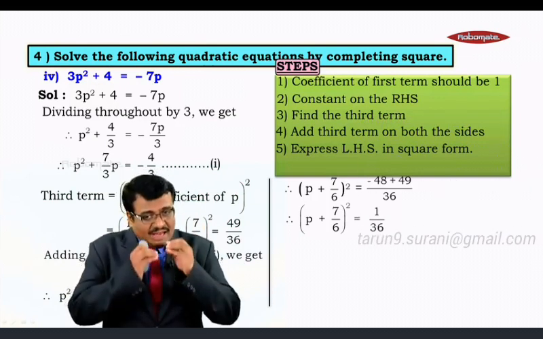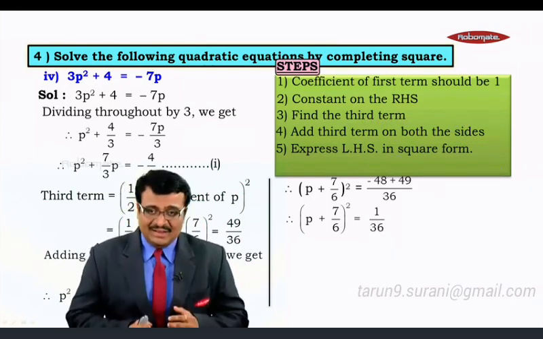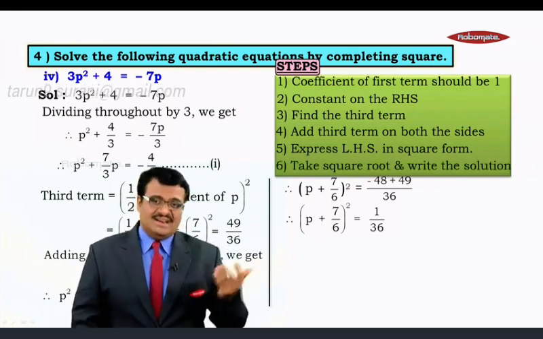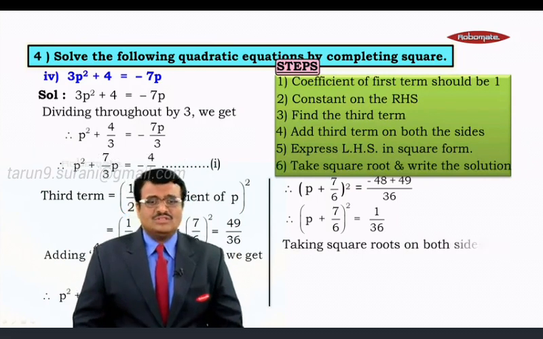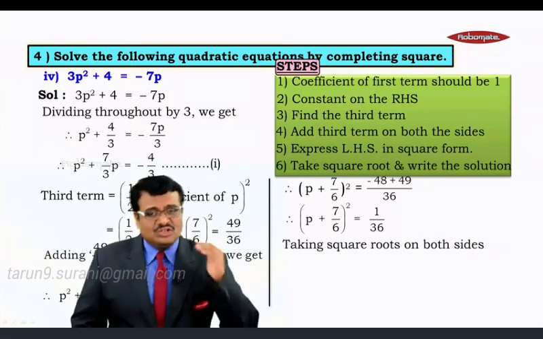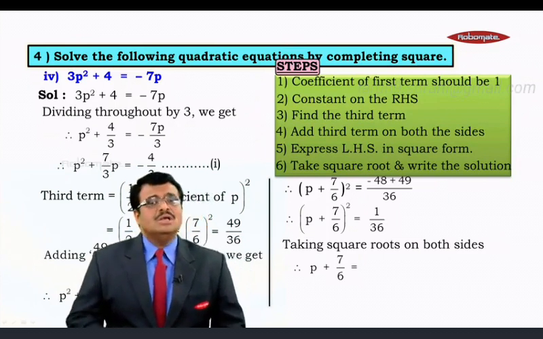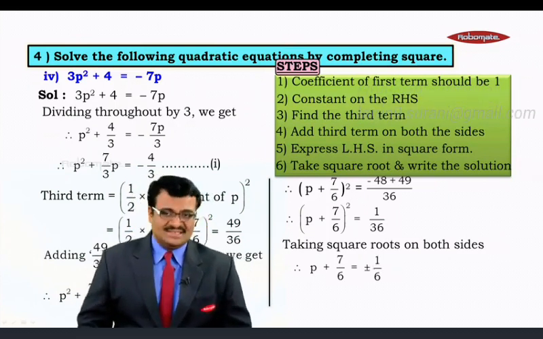Now we want to find the value of p, and p is inside the square. How will you get it out? The sixth step tells you to take the square root on both sides and write the solution. So let us take square roots on both sides. So when we take square roots on both sides, what we get is p plus 7 upon 6 is equal to plus or minus 1 upon 6.